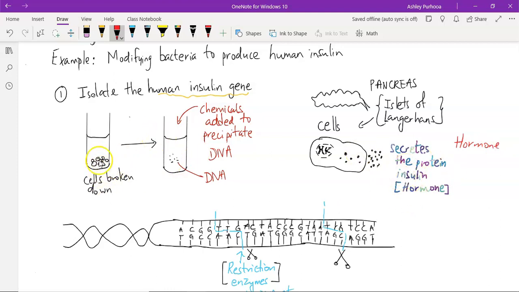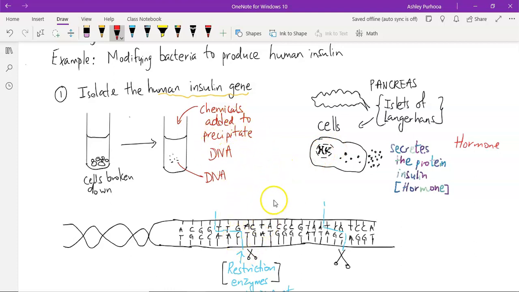So what we do, we take the cell, we break it down. You don't need to know the detail of the process. We break down these cells, we dissolve all the organelles, and we ultimately want to precipitate the DNA. So we add some chemicals, and ultimately we get the DNA. All right, so we're basically extracting DNA.